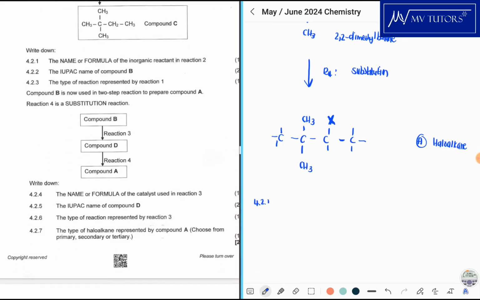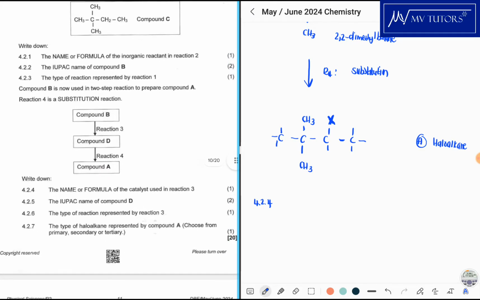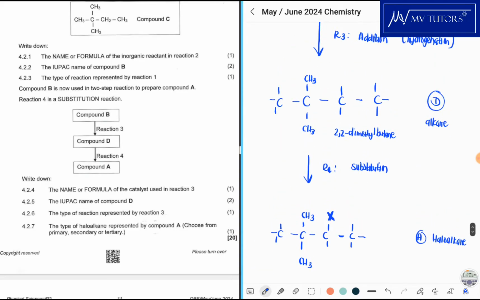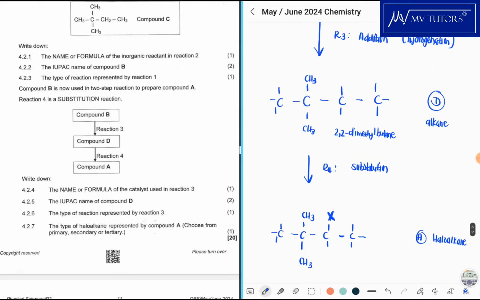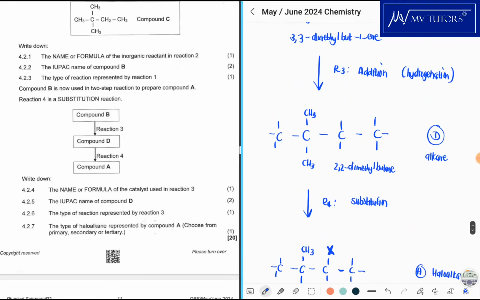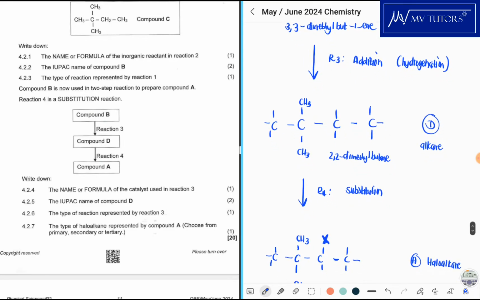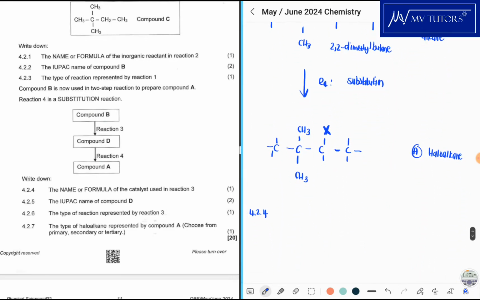Okay, 4.2.4. Write down the name or formula of the catalyst used in reaction number 3. So this addition reaction, hydrogenation. Okay, I'm glad we also chose hydrogenation, because if we said we're adding a halogenation, that doesn't have a catalyst. So with hydrogenation, a catalyst that you can use there actually is platinum. Okay, you can also use nickel or palladium. Yeah, but I think I would remember platinum.